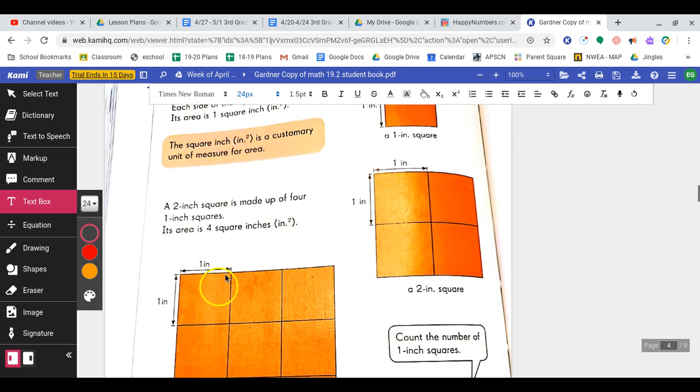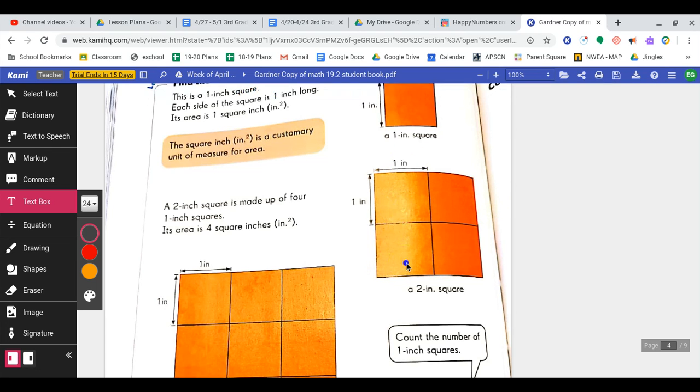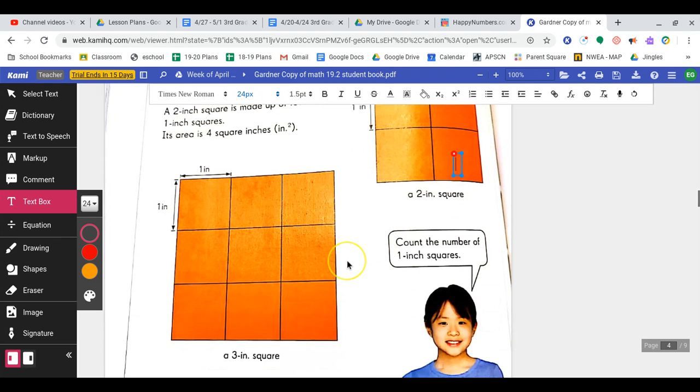Okay, so a 2-inch square is what you'll see here, meaning it's 2 inches across here, 2 inches across here, is 4 square inches. It's 4 square inches because it's 2 times 2, or we count up 1, 2, 3, 4 inches altogether.